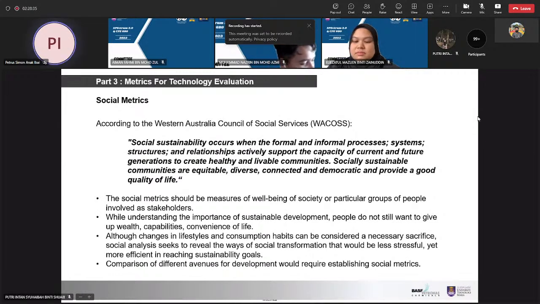According to the Western Australian Council of Social Service, social sustainability occurs when the formal and informal processes, systems, structures, and relationships actively support the capacity of current and future generations to create healthy and livable communities. Socially sustainable communities are equitable, diverse, connected, and democratic, and provide a good quality of life. Okay, next.